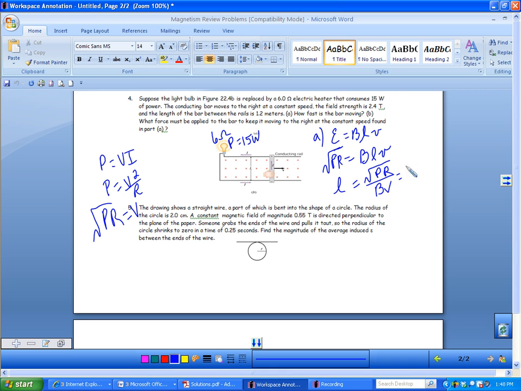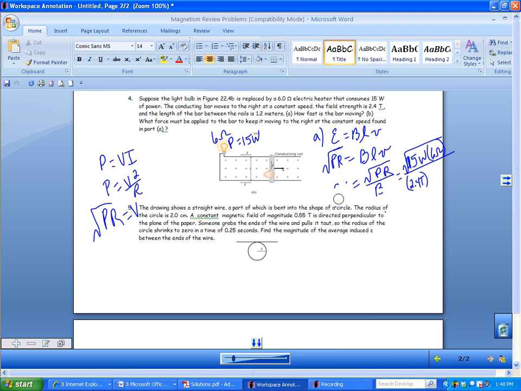So now I'm going to plug in. That's going to be 15 watts, and they told me that it was a 6 ohm resistor. So I have 90 up there, the square root of 90, divided by B, which was 2.4 Tesla. And I'm looking for the velocity, so it might be better if I actually look for what they asked me to look for. So that should be the velocity.